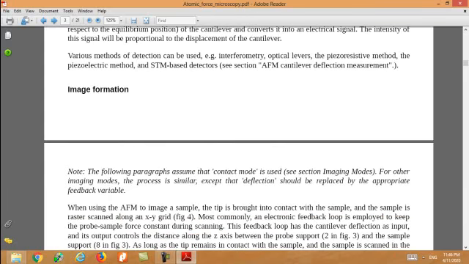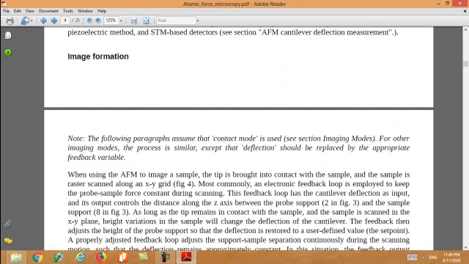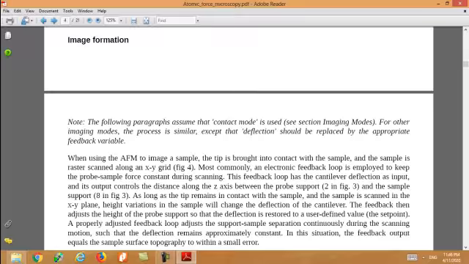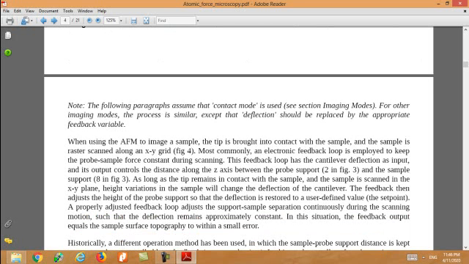Now the imaging. When using the AFM to image a sample, the tip is brought into contact with the sample and the sample is raster scanned along the XY grid. Most commonly, an electronic feedback loop is employed to keep the probe-sample force constant during scanning. This feedback loop has the cantilever deflection as input and its output controls the distance along the z-axis between the probe support and the sample support.